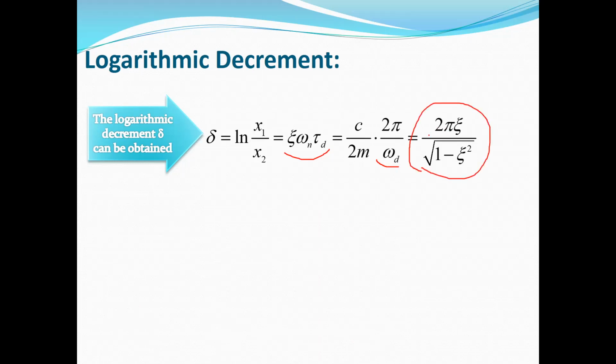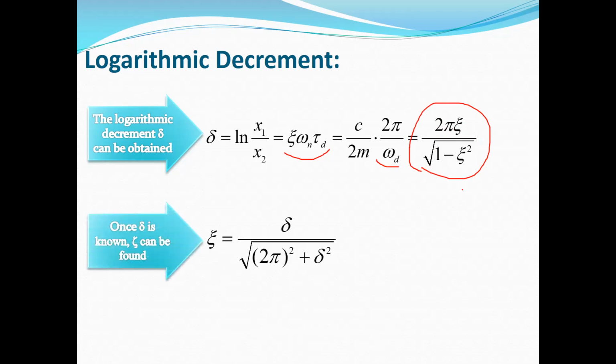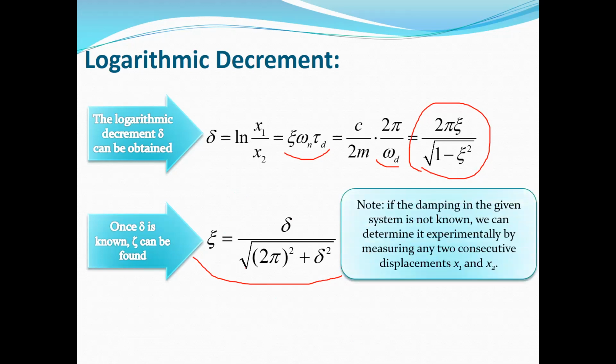So the logarithmic decrement, or delta, is equal to 2 pi psi divided by the square root of 1 minus psi squared. And if you reverse this equation and find psi, the damping ratio, as a function of delta, because this is an equation between delta and psi, you can write psi as a function of delta or delta as a function of psi. So here you can see psi is equal to delta divided by this term, and we can use this equation to obtain the damping ratio of the system.